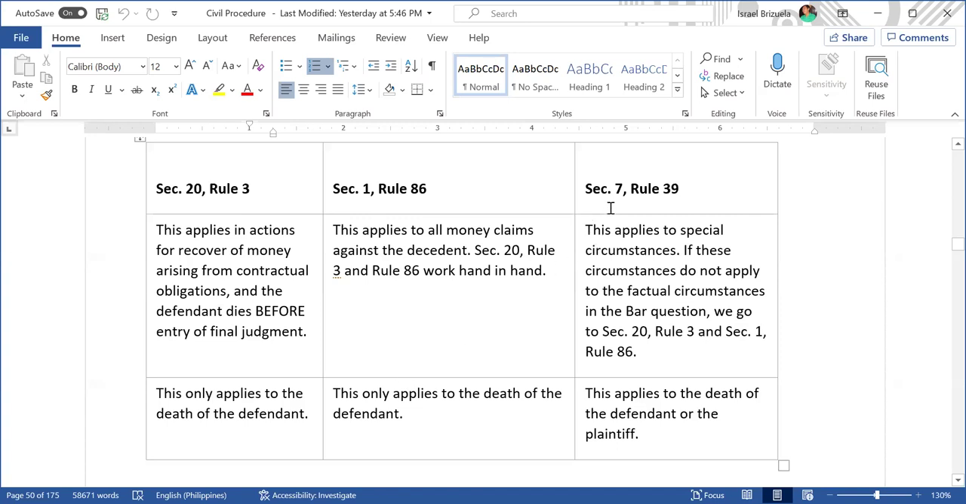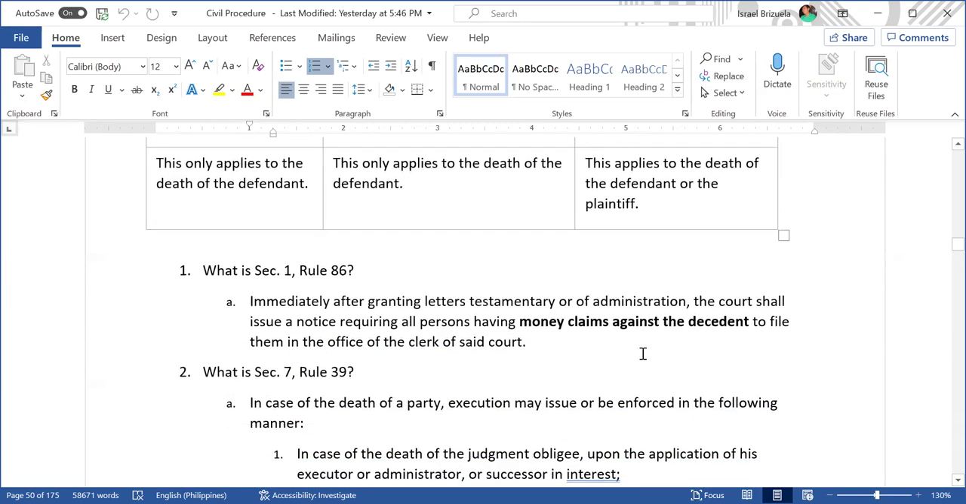Section 7, Rule 39, applies to special circumstances. If these circumstances do not apply to the factual circumstances in the bar question, we go to Section 20, Rule 3, and Section 1, Rule 86. This applies to the death of the defendant or the plaintiff. So, what is Section 1, Rule 86? Immediately after granting letters testamentary or of administration, the court shall issue a notice requiring all persons having money claims against the decedent to file them in the office of the clerk of court.